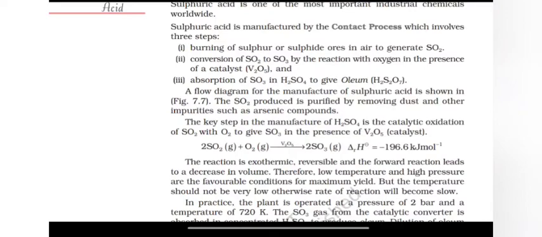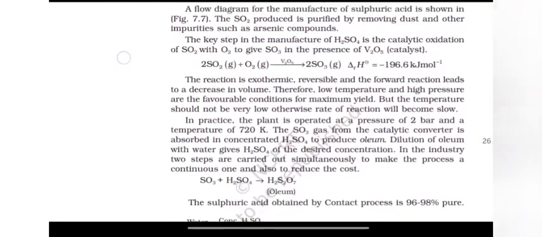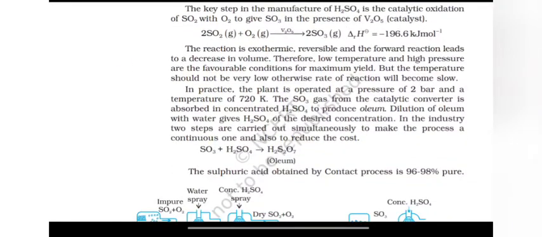The SO2 produced is purified by removing dust and other impurities such as arsenic compounds. The key step in the manufacture of H2SO4 is the catalytic oxidation of SO2 with O2 to give SO3 in the presence of V2O5. The reaction is exothermic, reversible, and the forward reaction leads to a decrease in volume. Therefore, low temperature and high pressure are the favorable conditions for maximum yield. But the temperature should not be very low, otherwise rate of reaction will become slow. In practice, the plant is operated at a pressure of 2 bar and a temperature of 720 Kelvin.